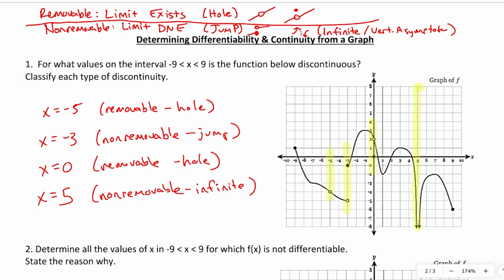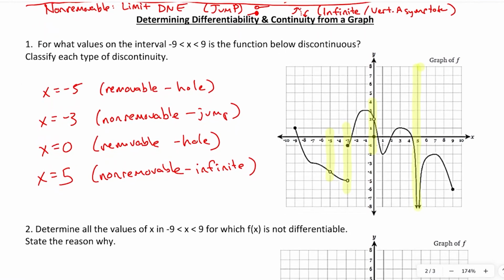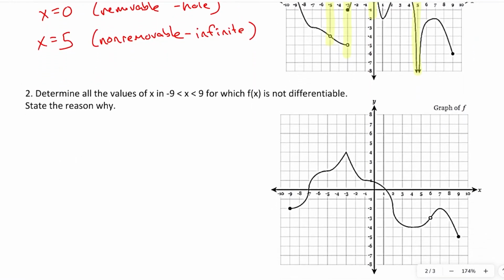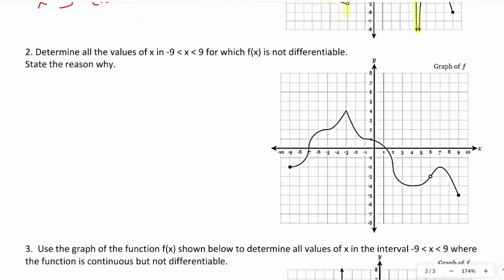Okay, so that's all the review. We did that back in Unit 1. Number 2, determine all the values where f of x is not differentiable. This is different than asking whether or not it's continuous. So where would it be not differentiable? Where's the first place where we see either a corner, a discontinuity, or a vertical tangent line?